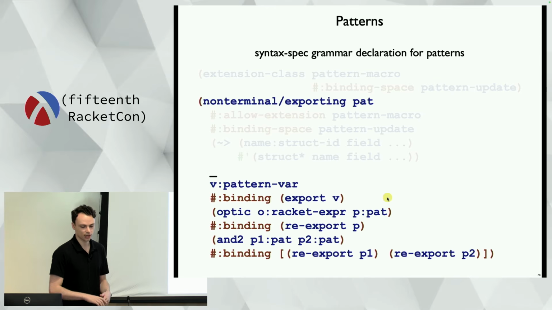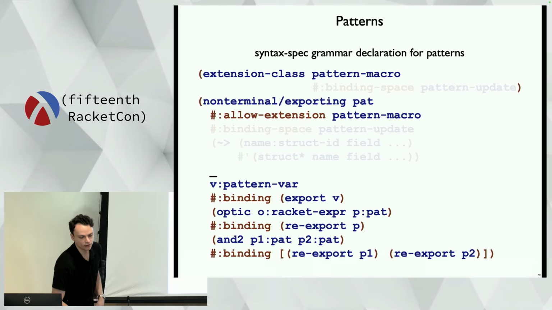Next, we have binding rules. I won't go too into detail about these, but what we care about is that these binding rules make it so all of the variables from the patterns end up getting exported and bound. And this also leads to a duplicate pattern variable check. So if we have duplicate pattern variables, this will cause an error. Next, we declare macro extensibility. So we have an extension class called pattern macro that declares a new type of macro. And we allow patterns to be extended by pattern macros.